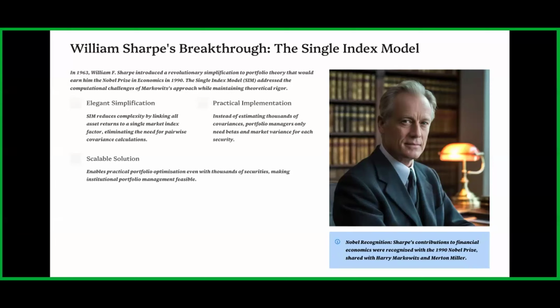So what are the practical implementations of the single index model? Instead of estimating thousands of covariances, portfolio managers only need the betas and the market variance. Beta is what we call the systematic risk, which is seen in the economic conditions. Systematic risk means risk that is out of control. We cannot minimize that risk easily.